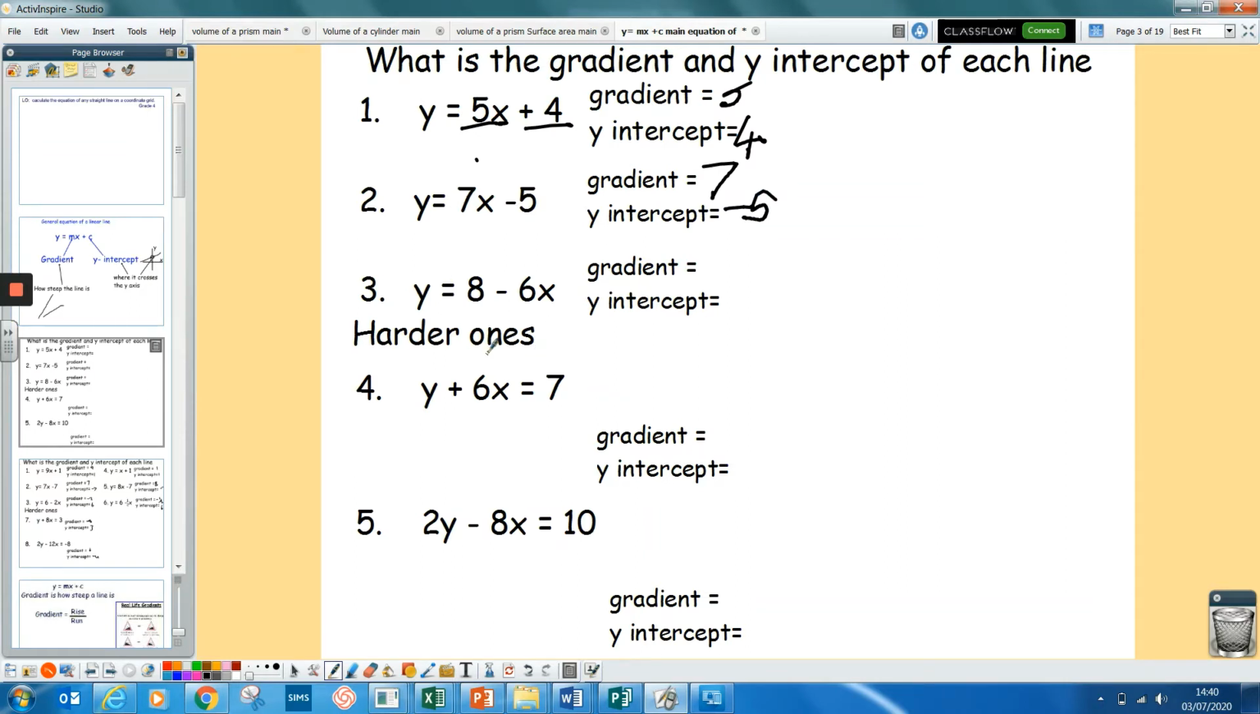Then you've got this one here, a little bit different, just switched around, but remember your gradient is the number in front of the x, so it will be negative 6 and your y-intercept of 8.